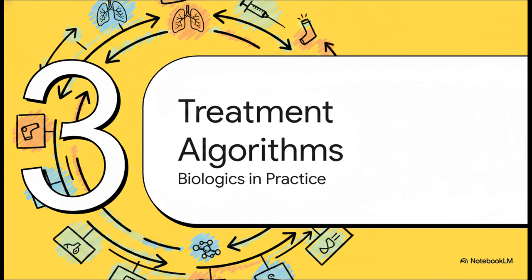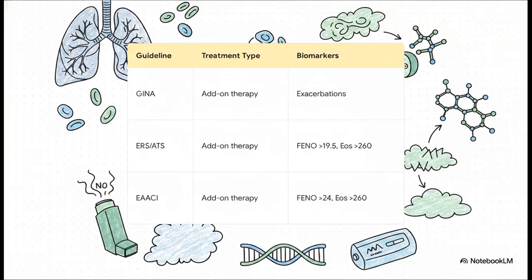Section 3, Biologics in Treatment Algorithms. Knowing the drugs is great, but the crucial point here is knowing exactly when to actually prescribe them. If you look at the GINA, ERS/ATS, and EAACI guidelines, there is a totally clear consensus: you absolutely do not use biologics as first-line monotherapy.